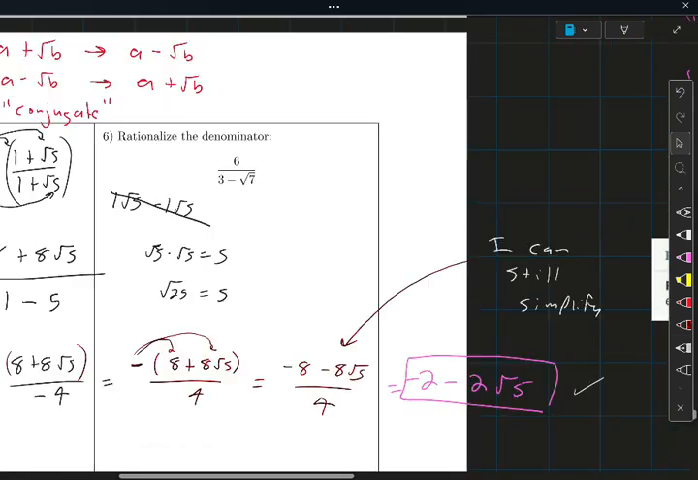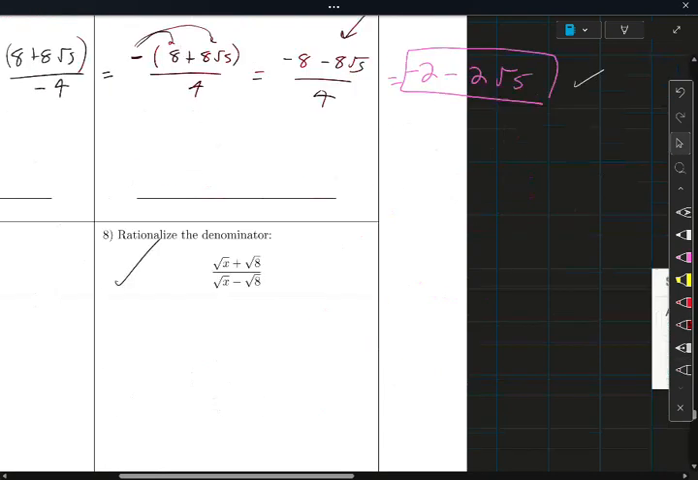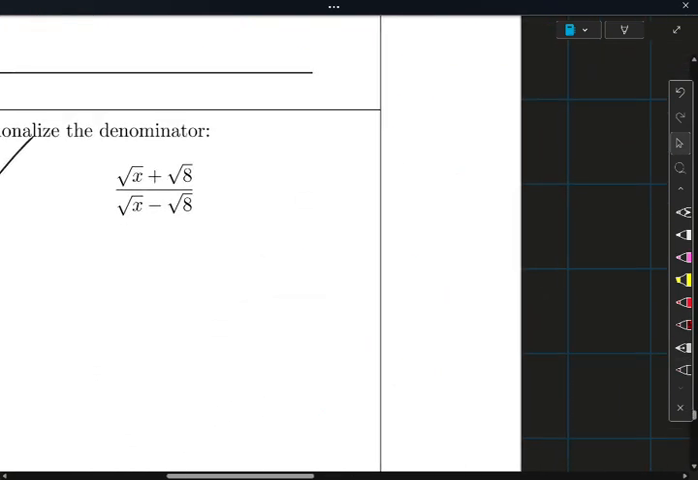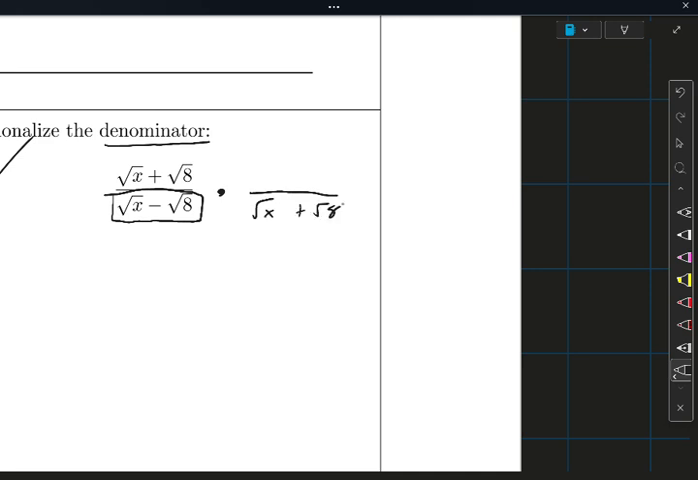Okay, right here. So, I'm sorry. We have root x plus root 8 over root x minus root 8. So we're rationalizing, remember, the denominator. So we multiply the denominator and numerator by the conjugate of the denominator. So we have root x minus root 8. I'm going to go ahead and multiply that by root x plus root 8.